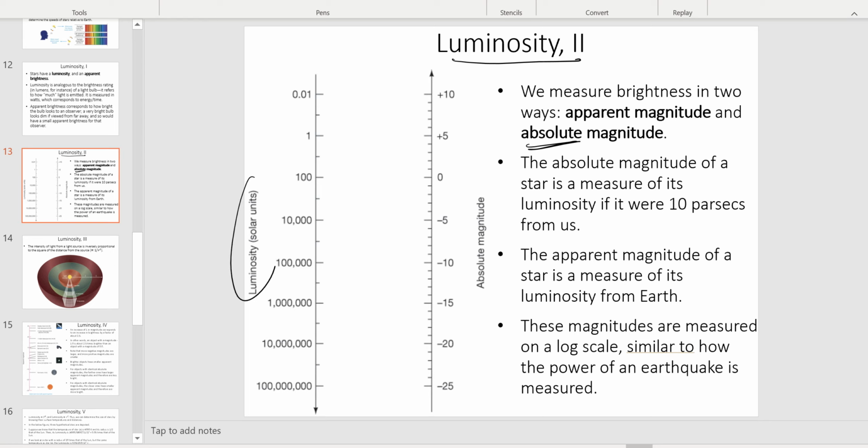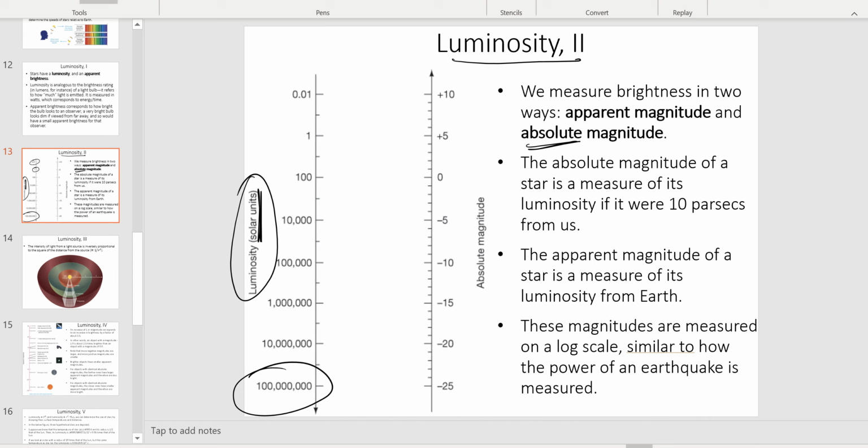Here on the left side, we have luminosity in solar units. So this means the number of suns that the luminosity corresponds to. If you have a luminosity of 1 in solar units, that means you emit exactly as much light as the sun. If you have a luminosity of 0.01, that means you emit 1/100th the amount of light as the sun emits. And if you have a luminosity of 100 million, then you're 100 million times brighter.